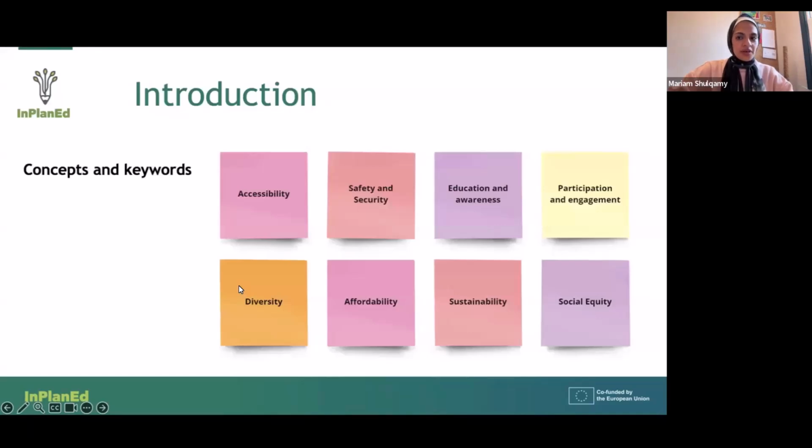So we can now introduce some key concepts related to inclusive urbanism, such as accessibility, affordability, diversity, safety and security, participation and community engagement, social equity and sustainability, all of which are crucial in building cities that could work for everyone.